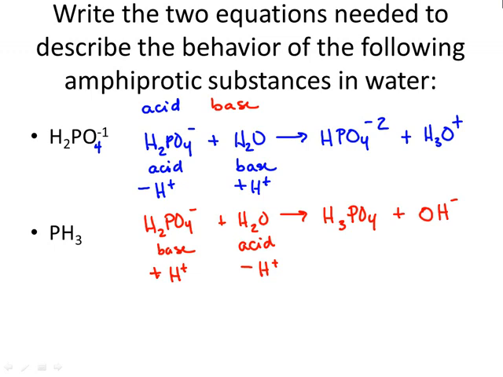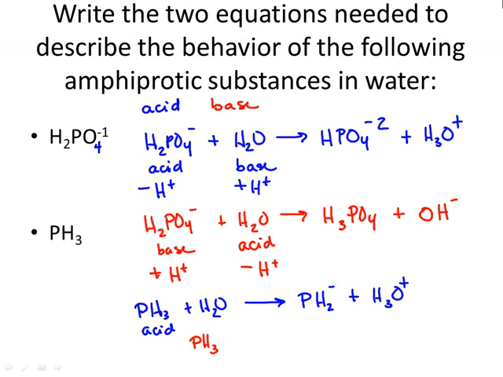Let's look at PH3. PH3 acting as an acid will lose a hydrogen, so it will become PH2 negative, and water will pick up that hydrogen and become H3O plus. PH3 acting as a base will pick up a hydrogen from water and become PH4 plus, or you could say HPH3 plus, either way, plus OH minus.